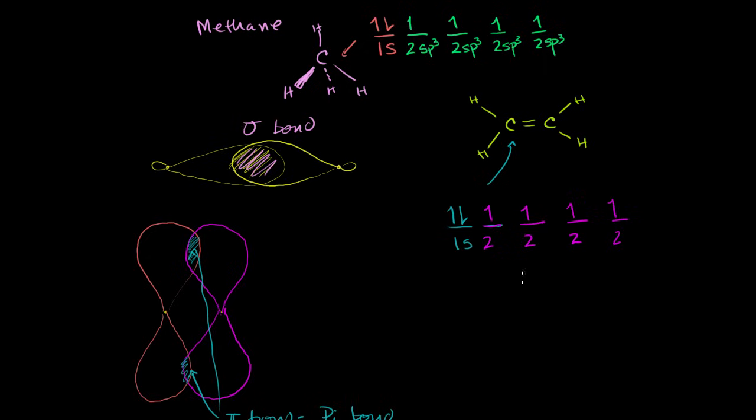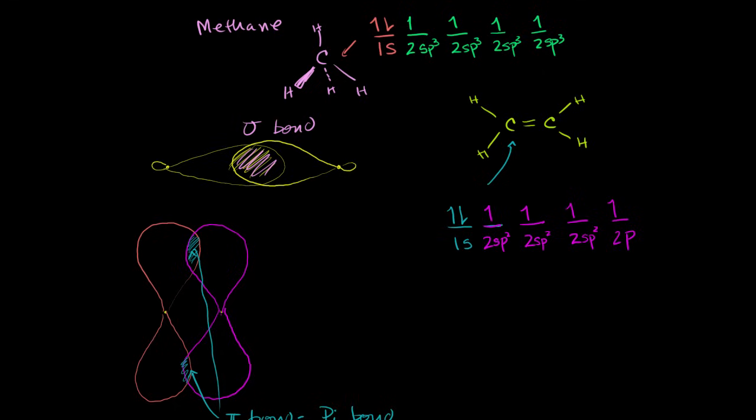But in this situation, instead of all of them being a mixture, 1 part s, 3 parts p, the s mixes with 2 of the p orbitals. So what you have is 2sp2 orbitals. You can imagine that the s orbital mixes with 2 of the p orbitals. So now it's 1 part s, 2 parts p. And then one of the p orbitals stays by itself.